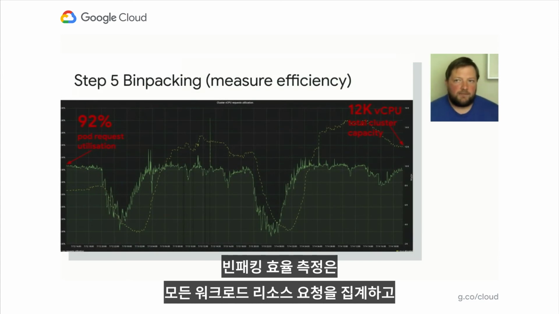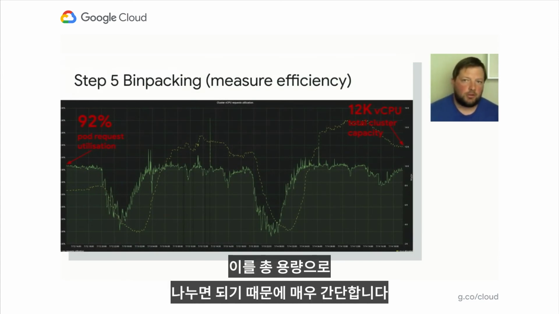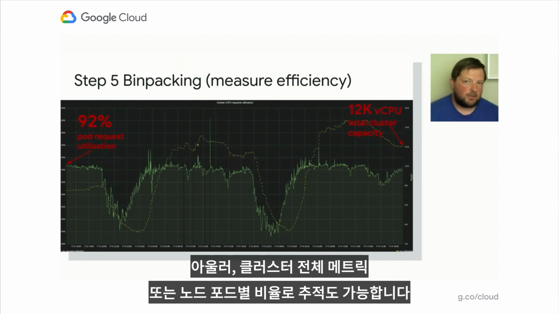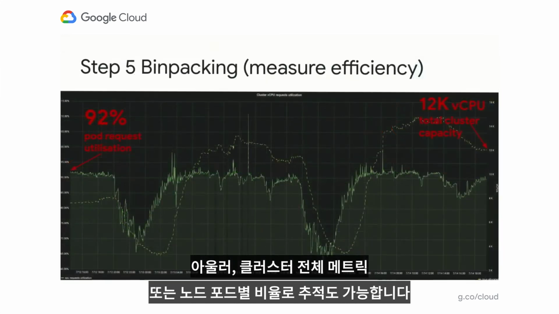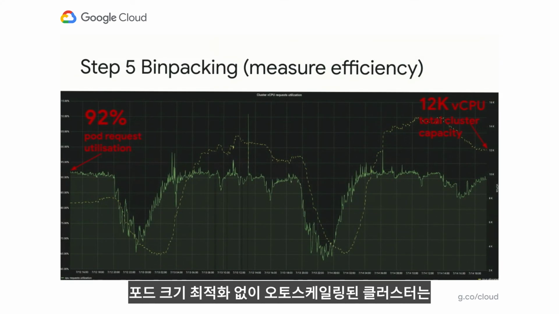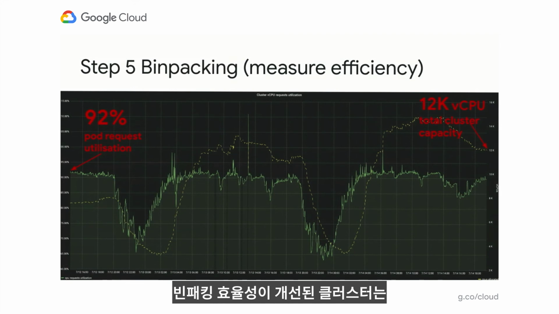Measuring bin packing efficiency is quite simple, as you need to aggregate all workload resource requests and divide it by total capacity. It can be tracked as a cluster-wide metric or node pool-specific ratio. We observed that in auto-scaled clusters with no pod size optimizations, we usually get around 75% of CPU reserved, while clusters with improved bin packing efficiency reach all the way to 95%.